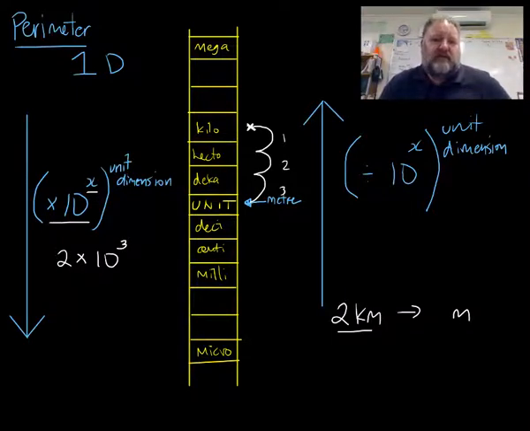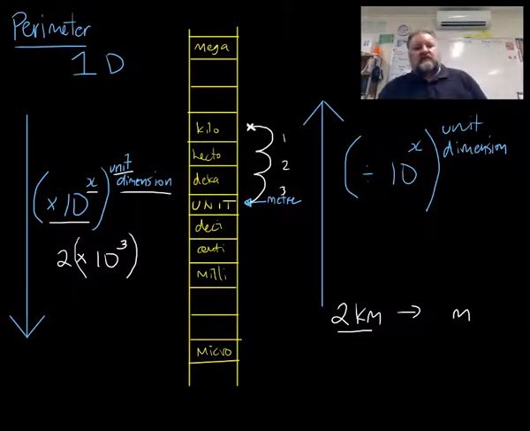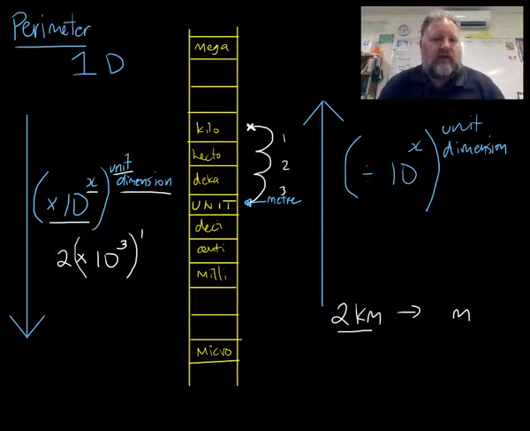Now, you'll notice that there is a bit of a bracket around this part. And then up here it says the unit's dimension. Well, because we are working in perimeter and we're only dealing with one dimension, we would just write a 1 out there. You might think this is all a little bit weird, but it makes a lot of sense when we go into area and into volume. So I will take my 2 and multiply it by 10 to the power of 3. But to get rid of this bracket, I need to multiply it by the number on the outside of the bracket, which was a 1.